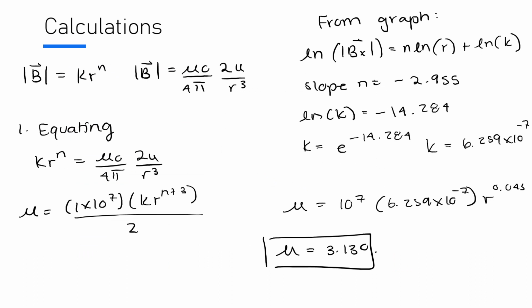To obtain our magnetic dipole moment, we first used the equations explained in the relevant formula slide, which were equated, and the magnetic dipole moment was isolated. To obtain the missing values in the formula, we used the information from our graph, where we obtained our slope, which was negative 2.955, and the value of k, which ended up being 6.259 times 10 to the negative 7. All these values were inserted in the equation, and we obtained a magnetic dipole moment of 31.30. This value was going to be used in the computational model.